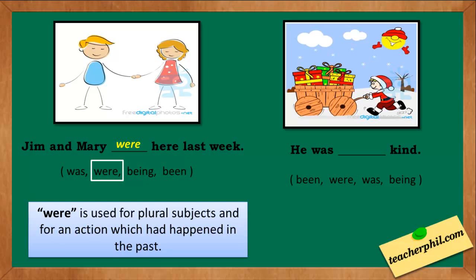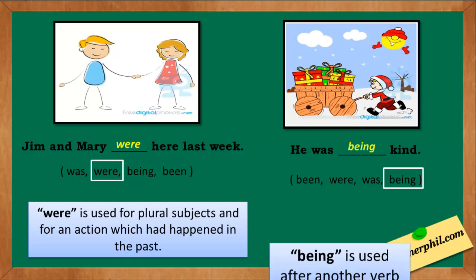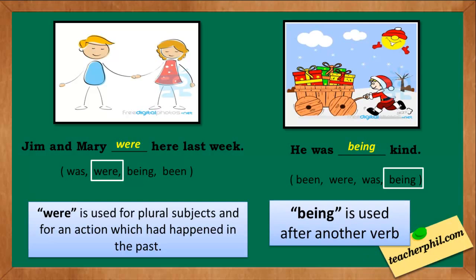Next, he was blank kind. Is it been, were, was, or being? The correct answer is being. He was being kind. Why? Because being is used after another verb. In this case, was.